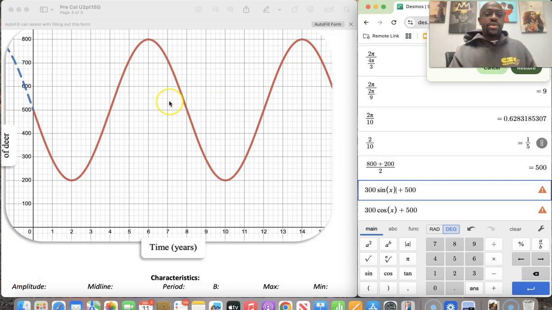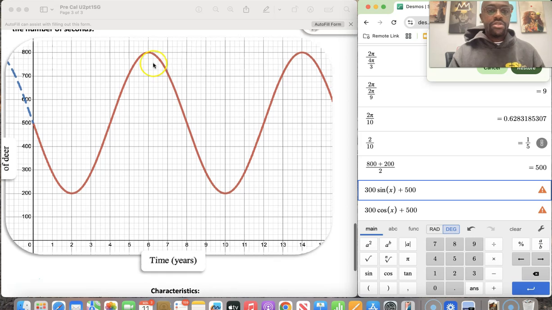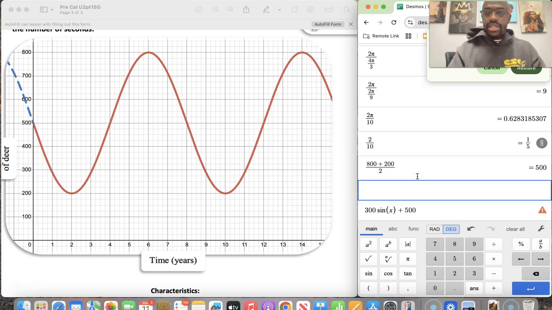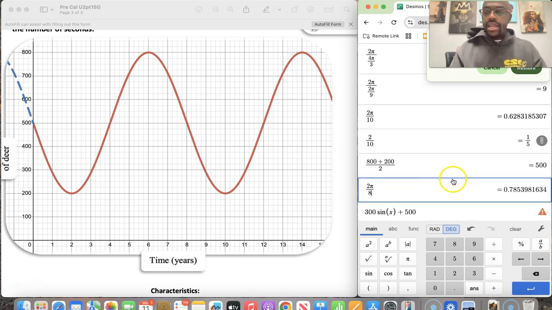We have a graph, so we can find our period, and then we're going to use it to find our frequency. You can go from max to max or minimum to minimum if it doesn't cross smoothly. If my maximum is at 6 and another maximum is at 14, that distance is 8. Or if I look at my minimums at 2 and 10, that distance is 8. That's my period. My period is 8. That doesn't go in my equation, but my period is 8. Then I would take 2 pi divided by 8, and that's my frequency.